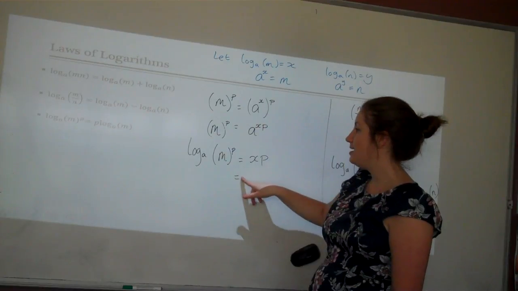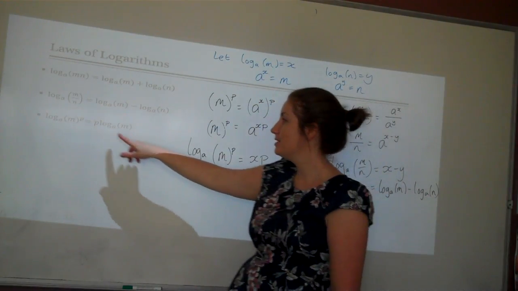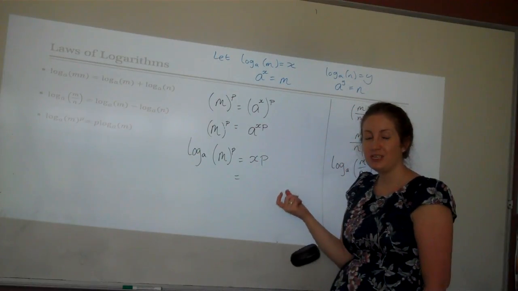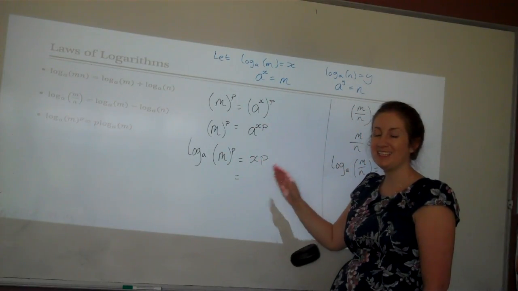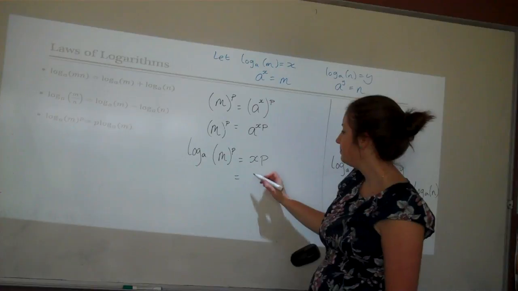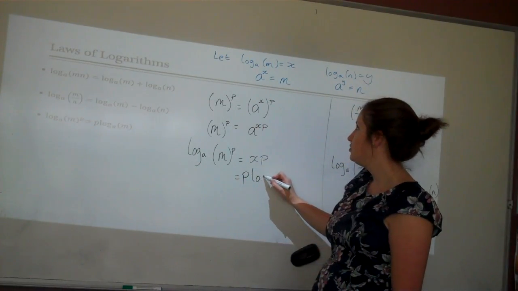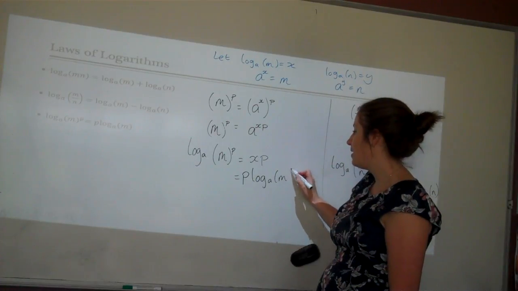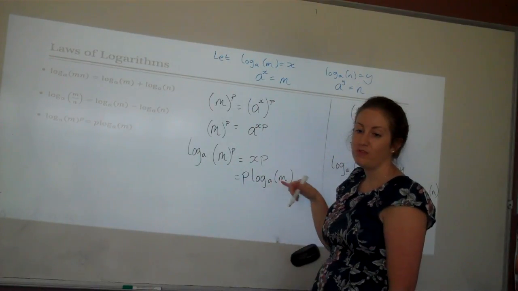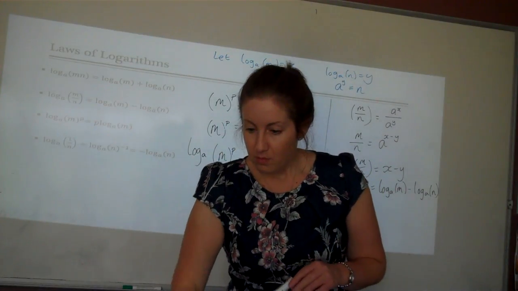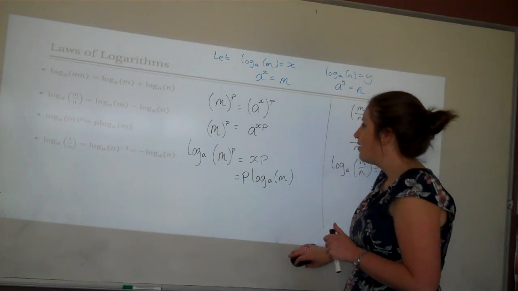I'm going to write p first, just because that's what we're aiming for when we're trying to prove it. Remember, multiplication is commutative. X times p is the same as p times x. So we would get p, and then instead of x, we're substituting log a of m. So this now has proven our third log law. Moving on, our next one.